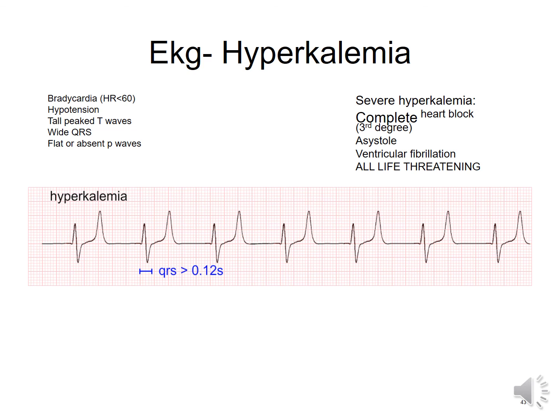With severe hyperkalemia, you're going to see a third-degree heart block, and we'll talk about heart blocks and learn about those a little later. Or they may even go into asystole and code. They could also have ventricular fibrillation, which are all life-threatening events.